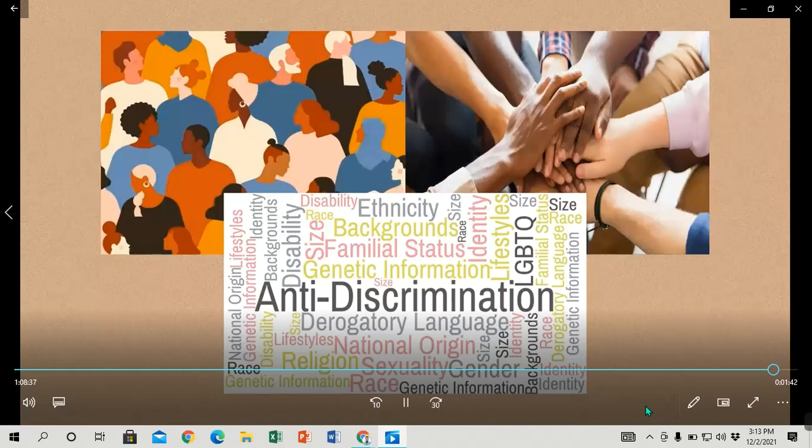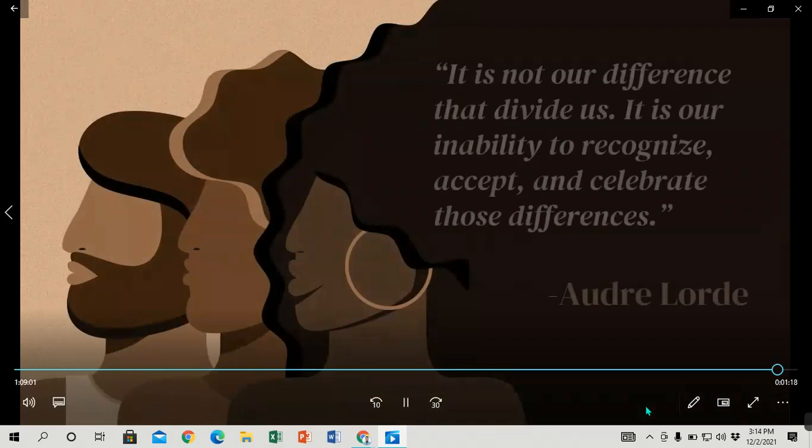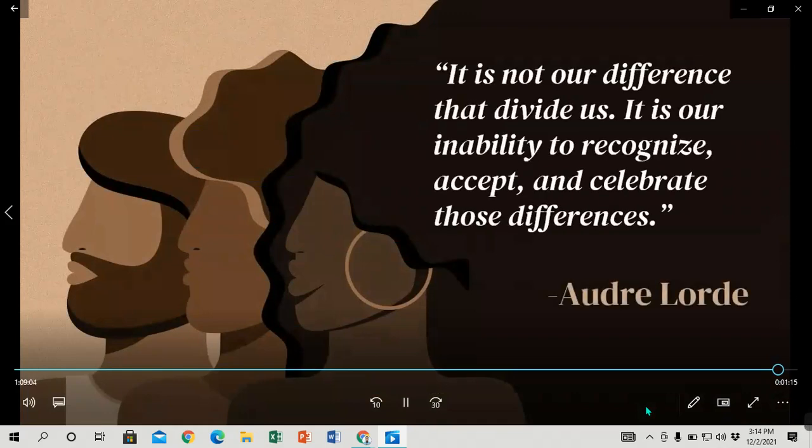However, in reality, we're faced by it, and it's up to us and our actions, no matter how small or great, what we can do in order to help, to stop, and to lessen or prevent the issues of discrimination. So, before I end this lesson, I will share with you a quote. It is not our difference that divides us. It is our inability to recognize, accept, and celebrate those differences, as quoted by Audre Lorde.